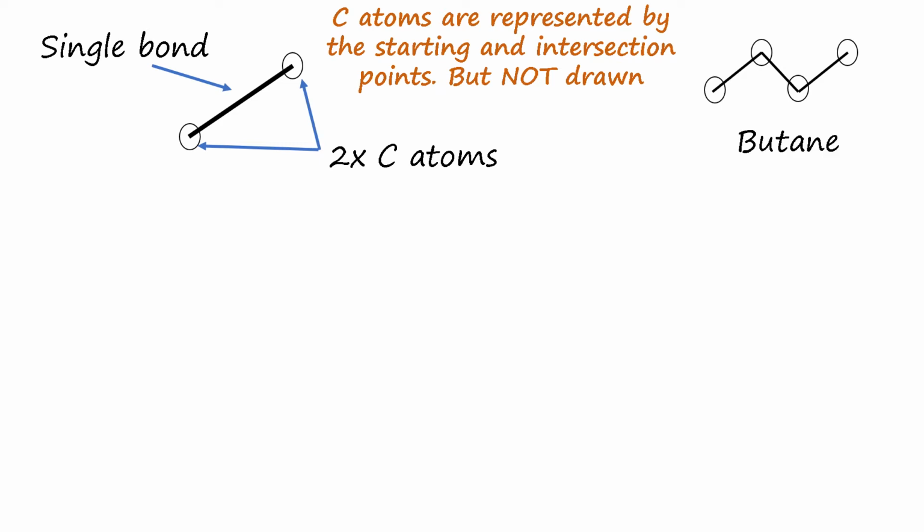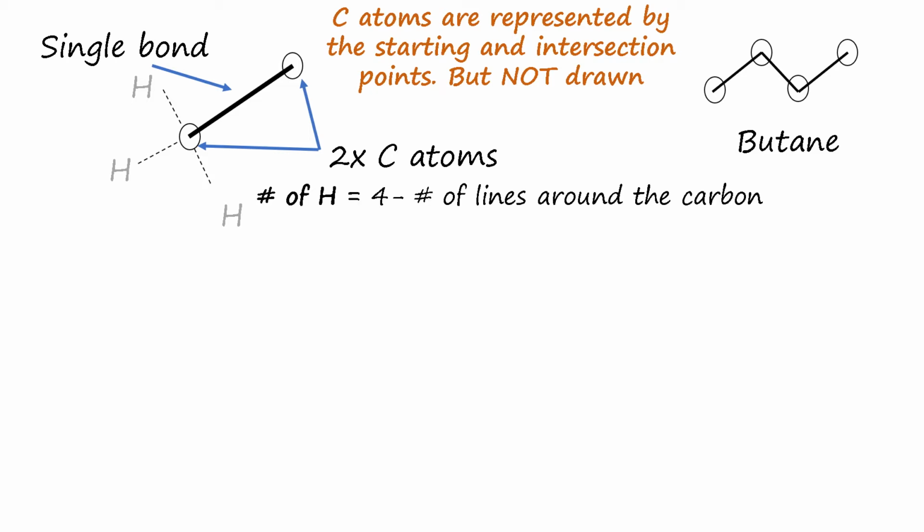Now you might be asking what happened to the hydrogen atoms. Actually, hydrogen atoms are assumed to be in there, but they're not drawn out to save time, and that is the whole purpose of the skeletal structure that we highlighted at the beginning. To find the number of hidden hydrogen atoms, all you have to do is subtract the number of lines attached to the carbon from the total number of bonds that carbon can make, which is 4. So it's going to be 4 minus the total number of lines around the carbon.